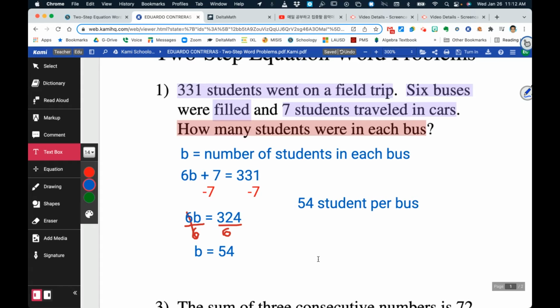Okay, so that's the thing. I want us to set up equations. I want you to practice getting in that mode of thinking. Any questions?